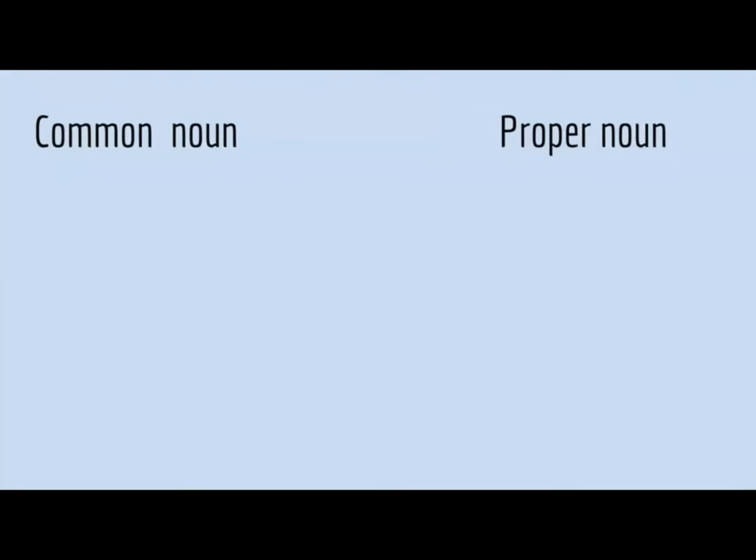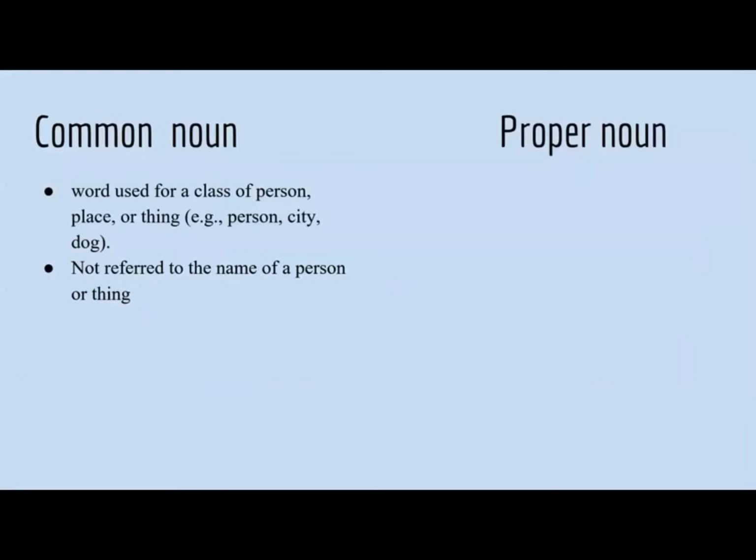So now we're moving on to common nouns and proper nouns. Common nouns are words used for a class of person, place, or thing. Examples are person, city, and dog. Common nouns are not the name of a particular person or thing, and these are not capitalized, so you have to remember this. Examples are boy, sailor, tower, and city.